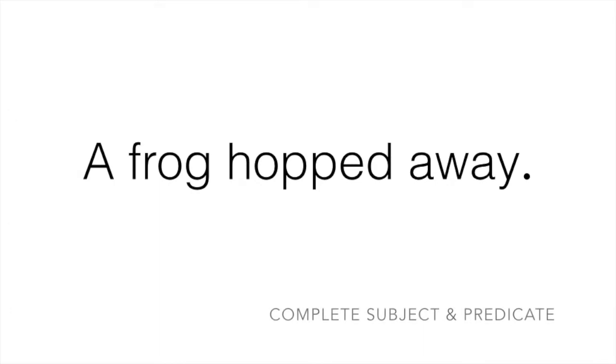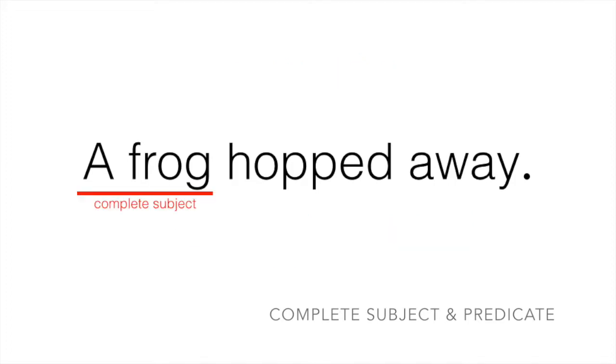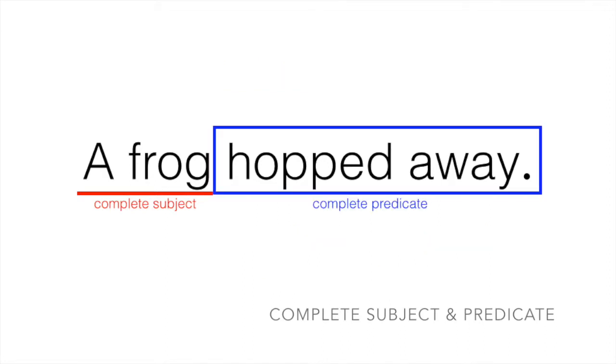A frog hopped away. So we ask ourselves, who or what hopped? Or who or what is the sentence about? Well, it's about a frog. So a frog is the complete subject, a and the word frog. Then we ask, what did the frog do? Well, the frog hopped away. So a frog is your complete subject and hopped away is your complete predicate.